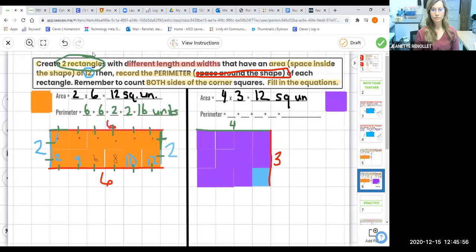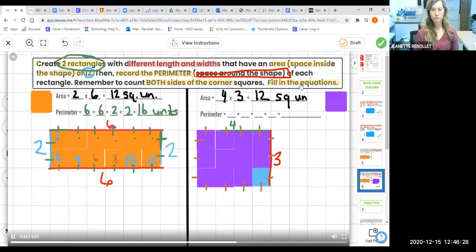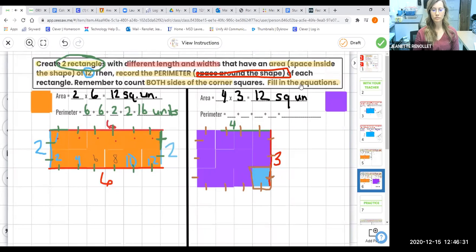To find the perimeter, I'm again going to count those spaces between the square units. 1, 2, 3, 4, 5, 6, 7, 8, 9, 10, 11, there's that tricky corner, 12, 13, 14. So again, we're very careful to make sure that we count each time the edge of a shape that is shown, whether it's on the same square like this blue corner is down here. There are 2 edges of this square on the outside perimeter of the shape, so we count both.